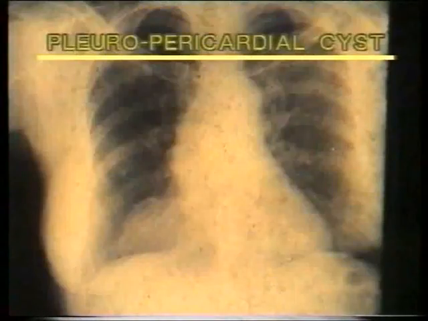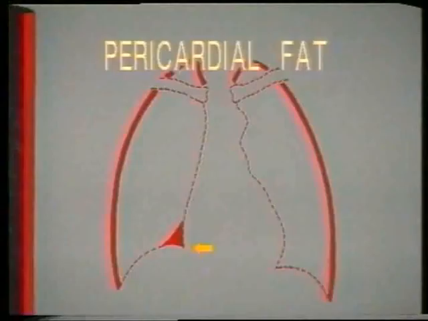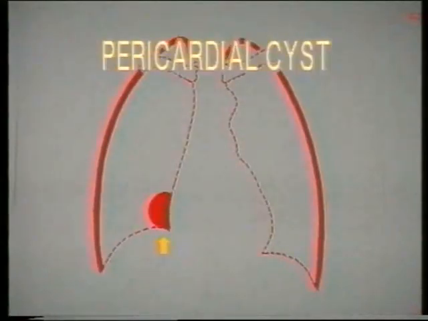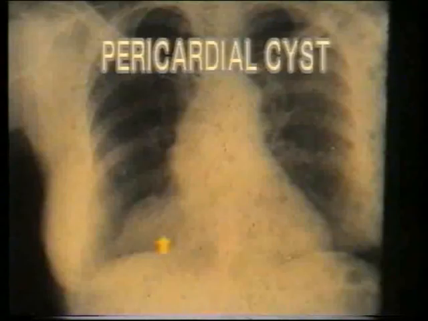Note again the rounded opacity occupying the right cardiophrenic angle. A triangular hazy shadow filling the cardiophrenic angle suggests a pericardial fat pad. If the opacity is based on the diaphragm, it may be a diaphragmatic hernia through the foramen of Morgagni. And if the opacity faces laterally, then it is a pleuropericardial cyst. Note again the rounded opacity of pleuropericardial cyst.